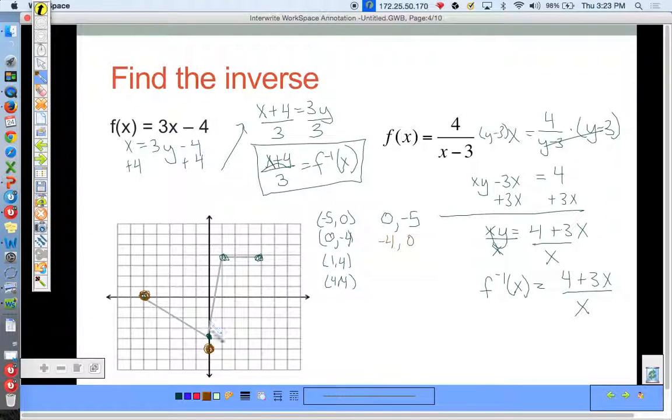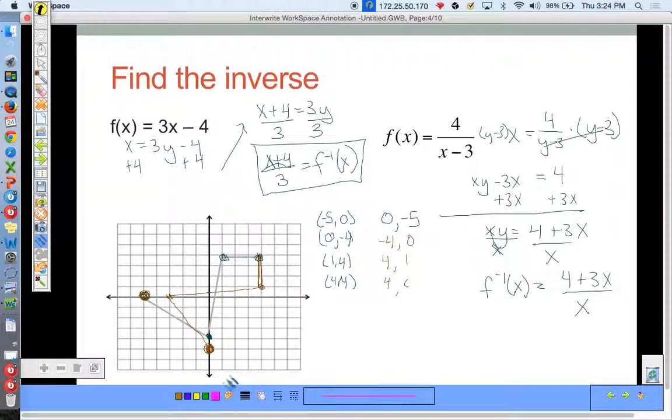Then we have -4 and 0, 1, 2, 3, 4, so it goes to -4, 0. Then it'll go to 1 and 4, so now it'll go to 4 and 1. 1, 2, 3, 4, and 1. And then that other one is 4 and 4.